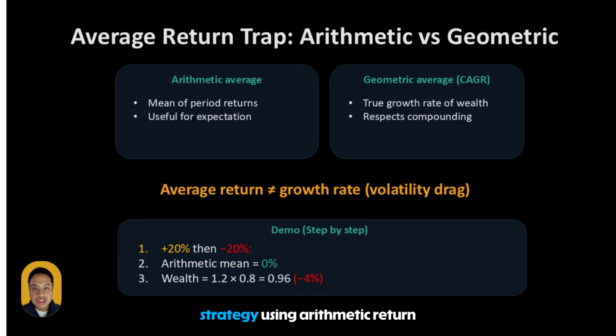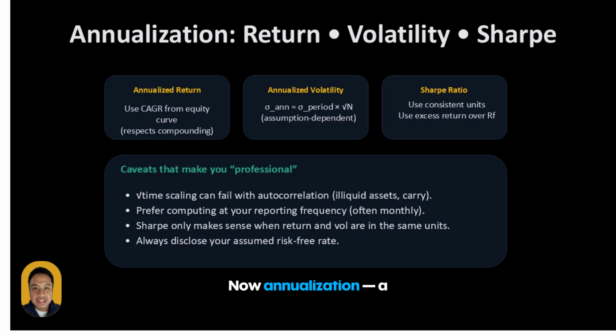So I want you to walk away with one rule: never sell a strategy using arithmetic return alone. Always show CAGR and drawdown. Now, annualization, the source of endless mistakes in dashboards. Annualized return best practice: use CAGR from the equity curve, not mean times N, because CAGR respects compounding.